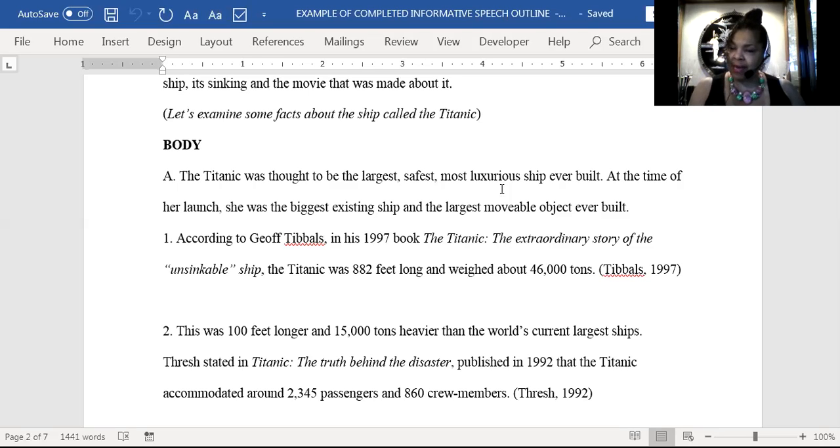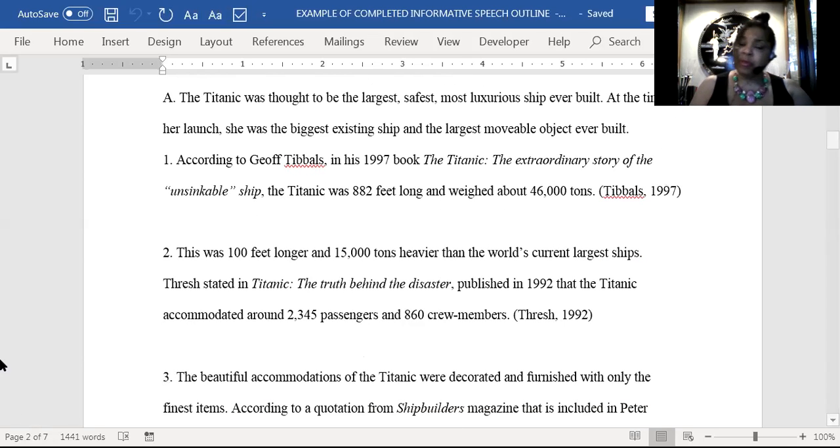You won't say that in your speech. You'll say everything else that's here. Notice, of course, it's all in complete sentences. It's written very, very well. If there was a quote, you wouldn't say quote. Whatever the quote is, you would say it, you would write it out. All of it has to be in the outline. The outline is your blueprint. Your blueprint. It has everything in it. Everything. All right, next she says, it was 100 feet longer and 15,000 pounds heavier than the world's current largest ships.